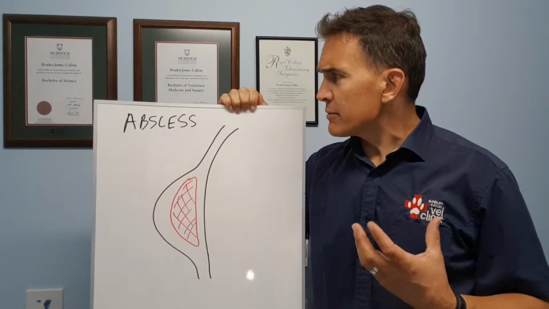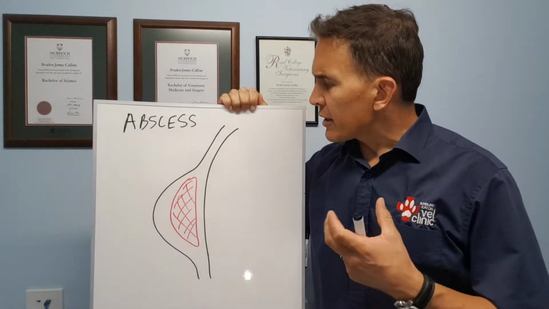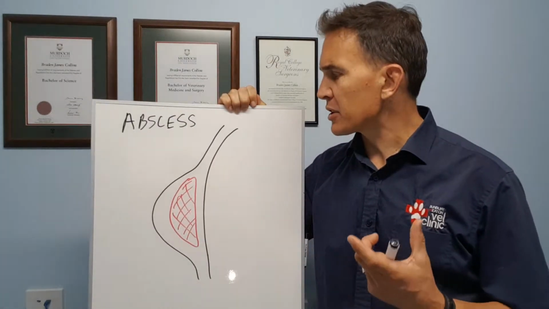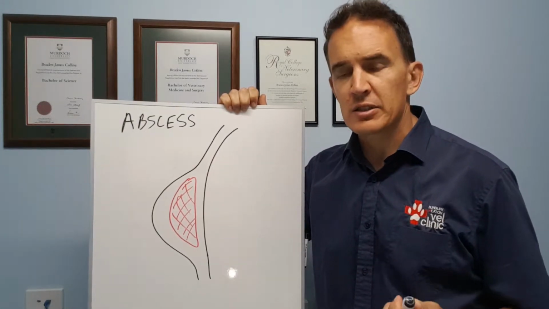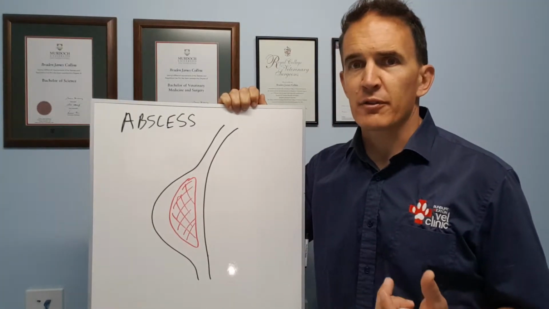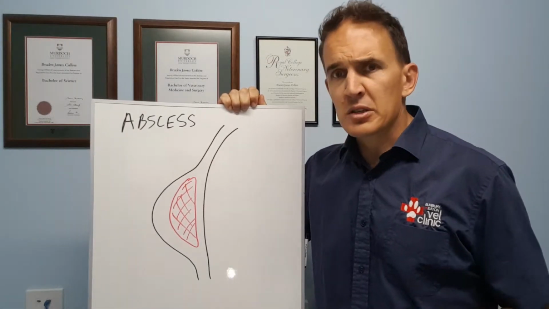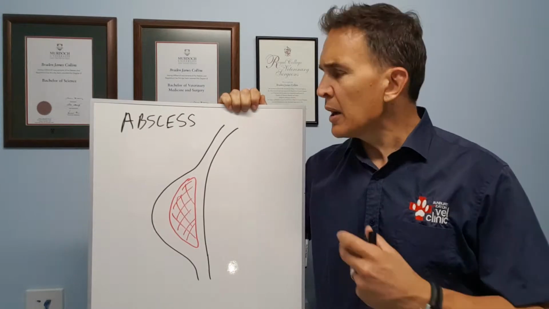Okay, so today's video, I just want to talk about the basic principles of dealing with an abscess. Abscesses are basically a pocket of pus in the body, and the most common times we see those are cat fight wounds. Cat scratches and bites have quite nasty bacteria. In dogs it tends to be most commonly from a foreign body, so a grass seed or something sticking in there.